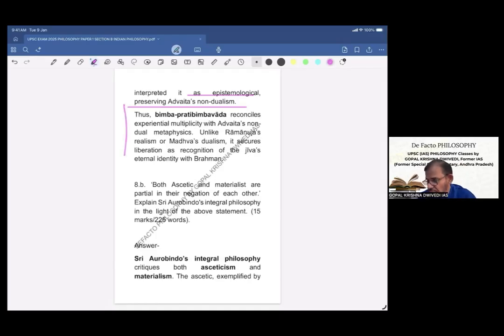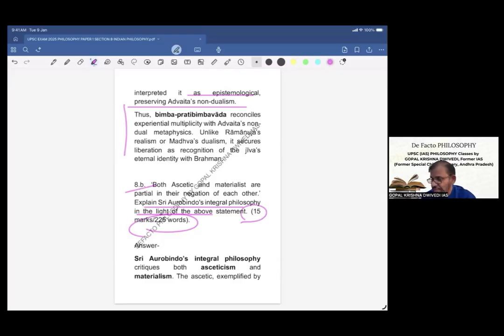Now we'll go to question 8b. Both ascetic and materialist are partial in their negation of each other. Explain Sri Aurobindo's integral philosophy in the light of the above statement. So now this question is from Sri Aurobindo, a 15 marks question, 225 words, and Aurobindo's philosophy has to be explained in light of the above sentence, that is, both ascetic and materialist are partial in their negation of each other.